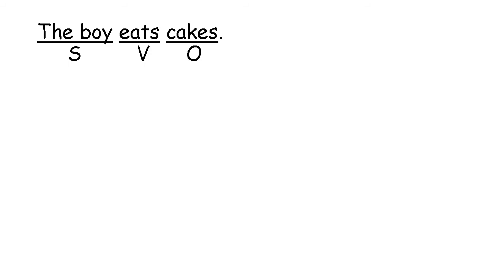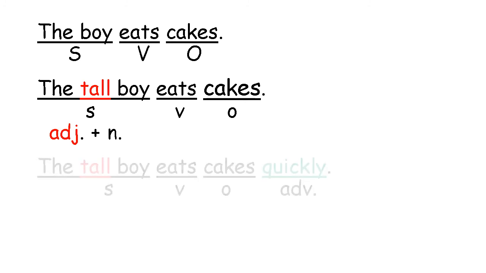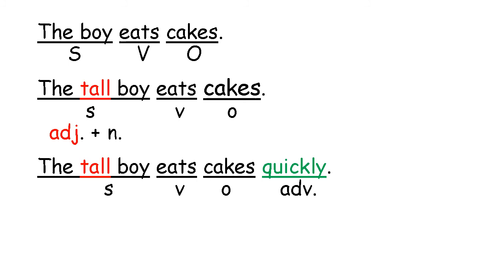To make this sentence longer, we can say the tall boy eats cakes. So here the subject consists of two words, the tall and boy. The tall is adjective and boy is noun. So here the subject consists of adjective plus noun. We need to make this sentence longer. So we can add adverb. So the tall boy eats cakes quickly. The tall boy eats cakes quickly.